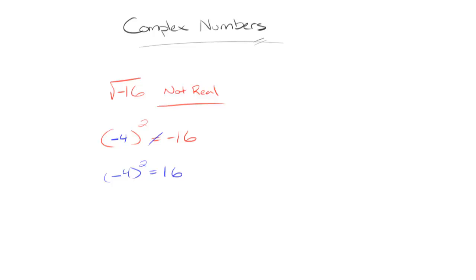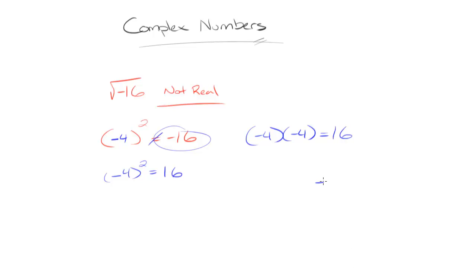In fact, it doesn't matter what negative number you're talking about over here, you can't square any real number and get a negative, because whenever you multiply two negative numbers by themselves, the negatives will cancel each other out. You'll end up with a positive. And obviously, when you multiply two positive numbers by themselves, you'll end up with a positive.